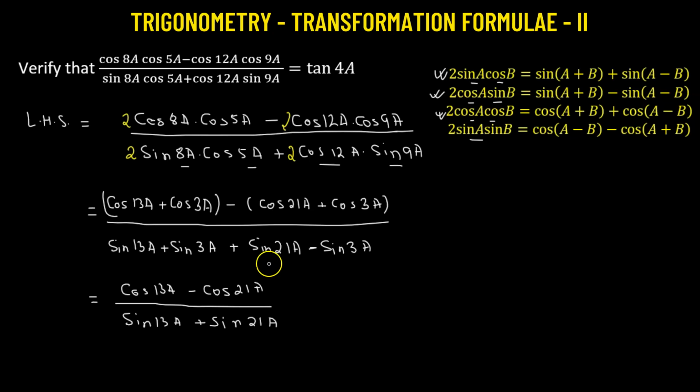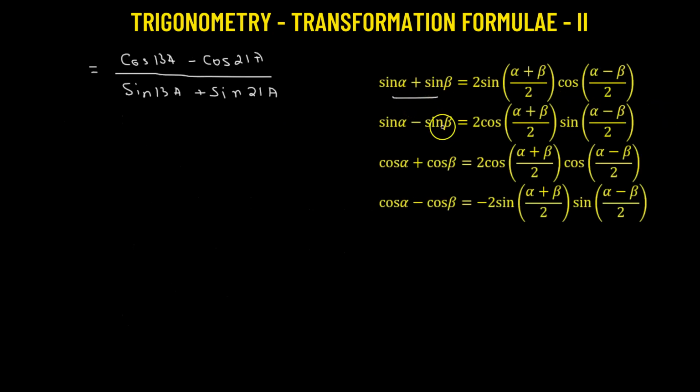Now we'll have to use the other transformation formulas, where we go from the difference or sum of trig functions to their corresponding product. So let's specify those formulas as well. Here we have the sum of sine, difference of sine, sum of cosine and difference of cosine. They accordingly get transformed as a product of the respective trig functions. For the numerator, we have the difference of cosine functions, so we're going to apply the formula for cosine alpha minus cosine beta. Let's treat 13a to be alpha and 21a to be beta.